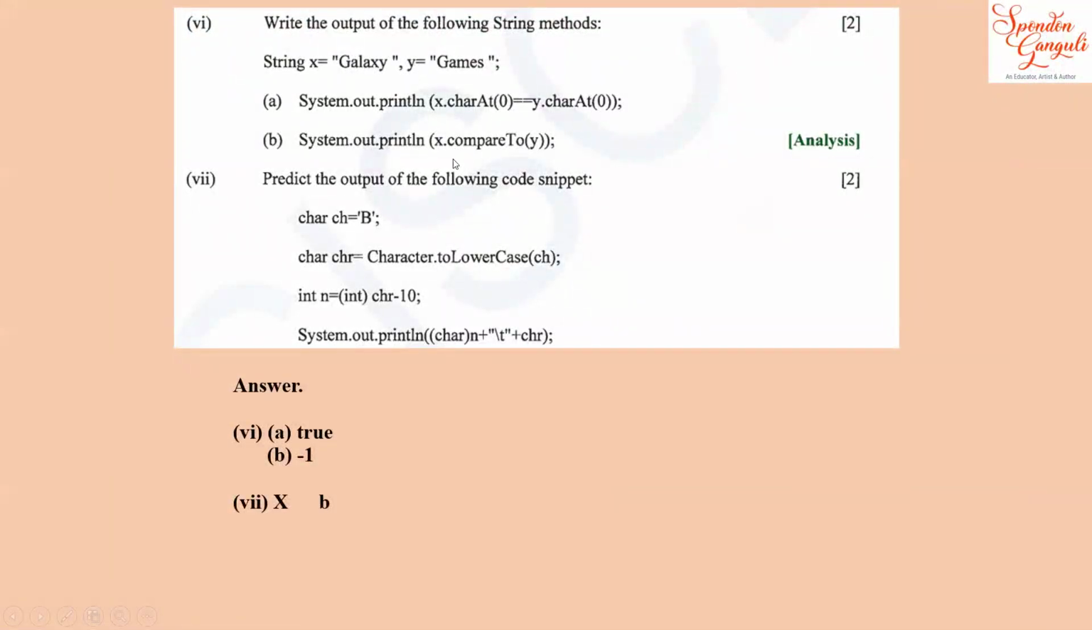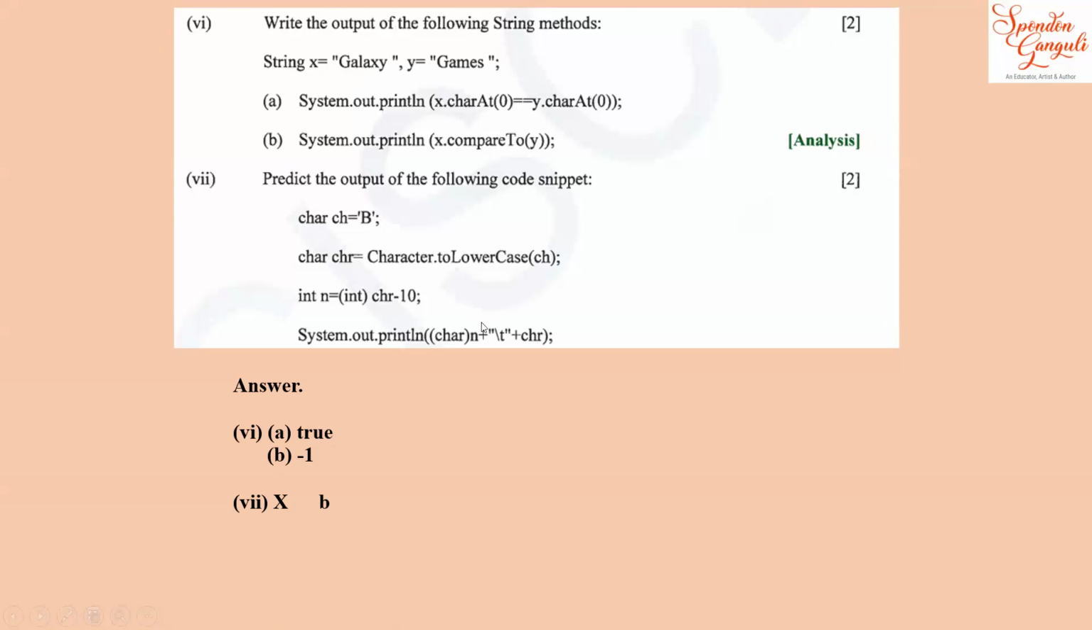So the first answer is true, because caret 0 for both x and y will give you capital Z, G. It is true. Now compareTo will give you -1. Why? Because when I'm comparing the ASCII values, G, A of both strings are the same, and the difference comes in the third letter, where x has L and y has M. So the ASCII value of L minus the ASCII value of M gives you -1.